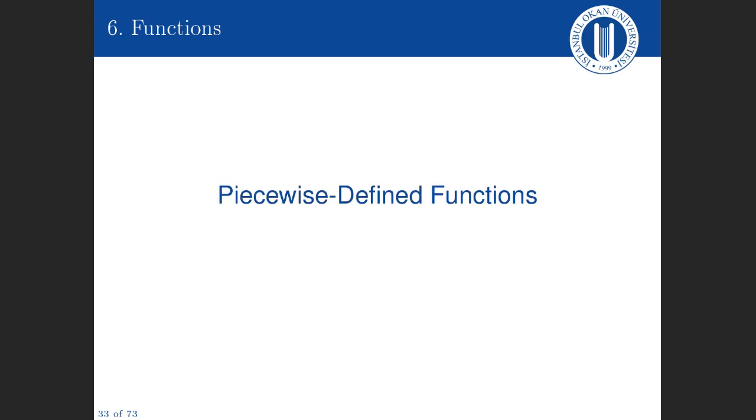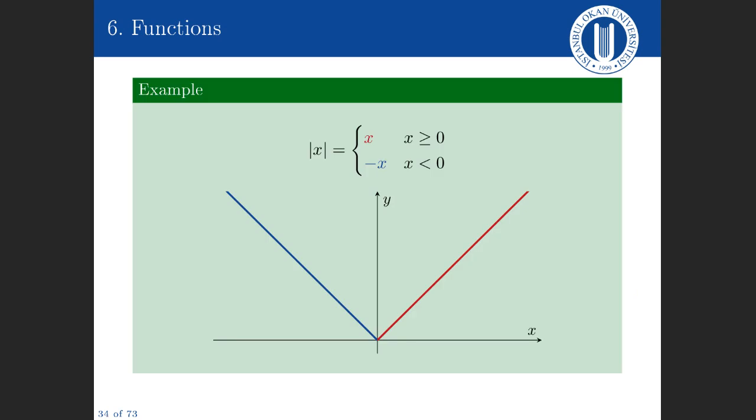I'm moving through lots of topics quickly. Next topic to talk about quickly is piecewise defined functions. We can use a different formula to define a function on different parts of its domain. For example, the function absolute value of x, we can use the formula this is equal to x if x is greater than or equal to 0, and we can use the formula minus x if x is less than 0. The graph looks like this.